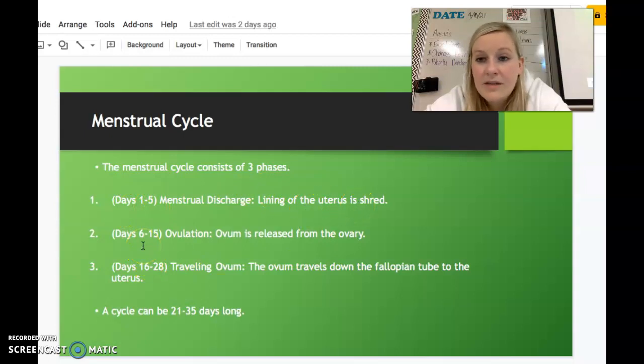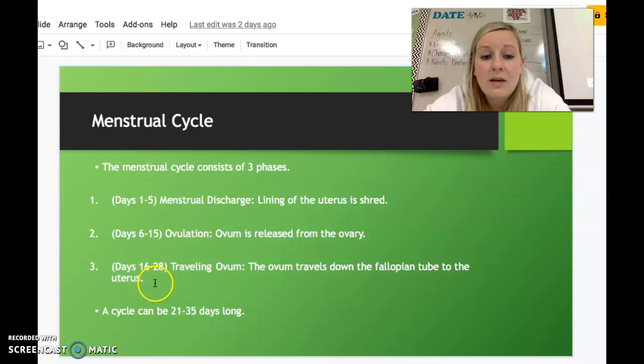Days 6 through 15 about is ovulation. This is when the ovum is going to be released from the ovary. So for a couple who is trying to have a baby and they are trying to get pregnant, this is the time that they would try to have sex in order to be able to have the sperm fertilize the ovum to create that baby.